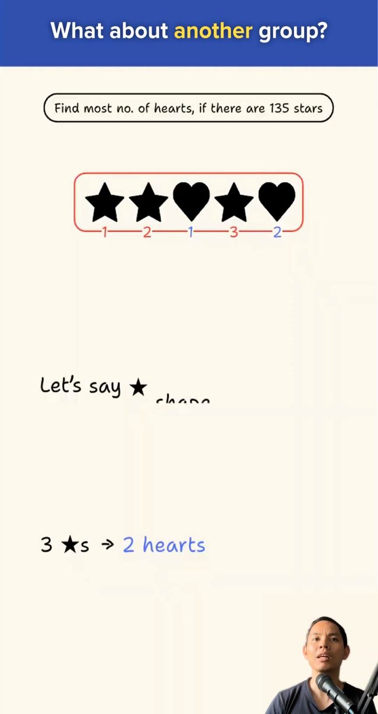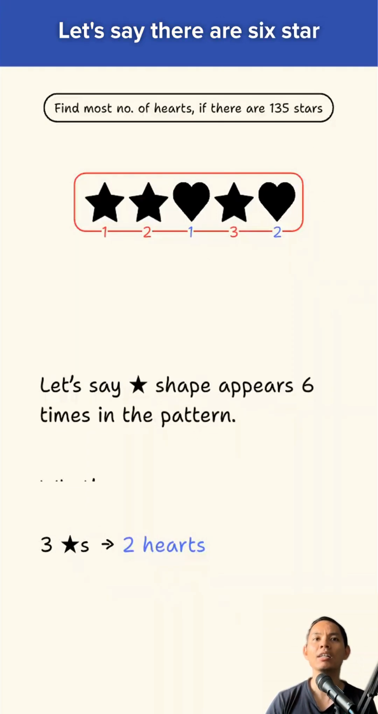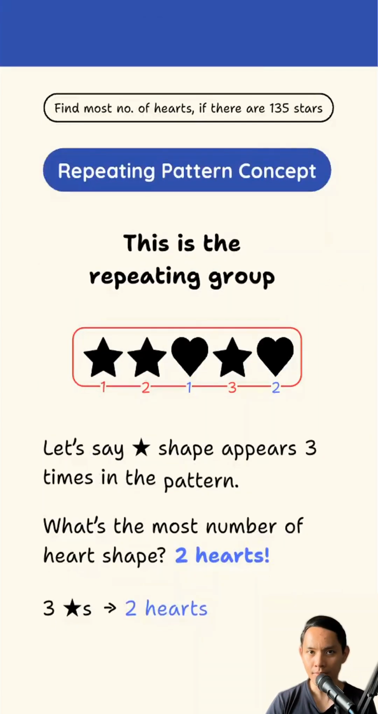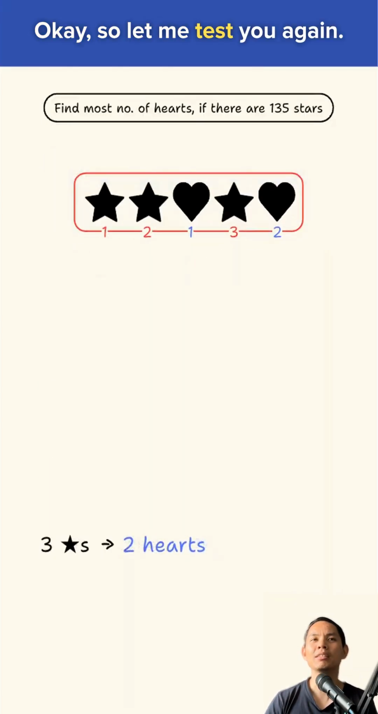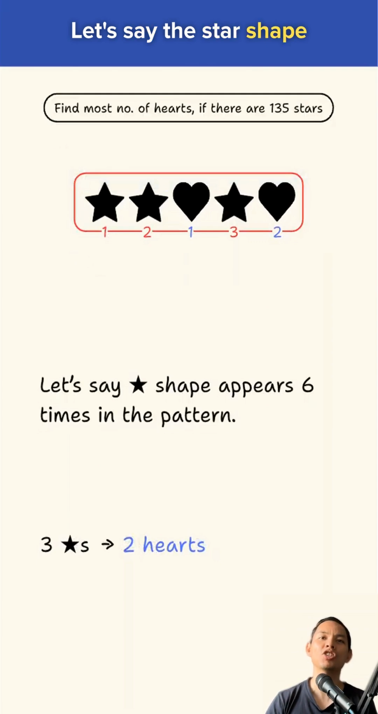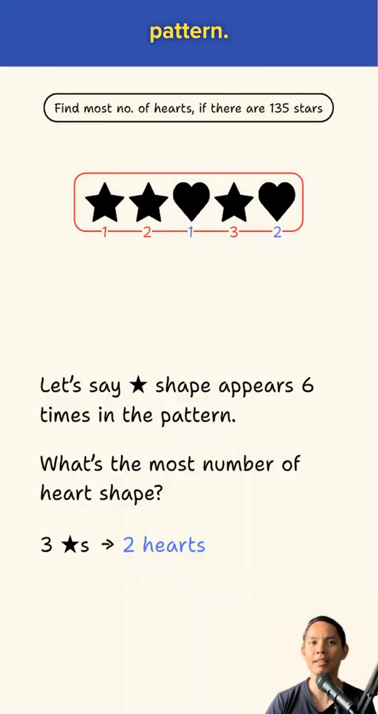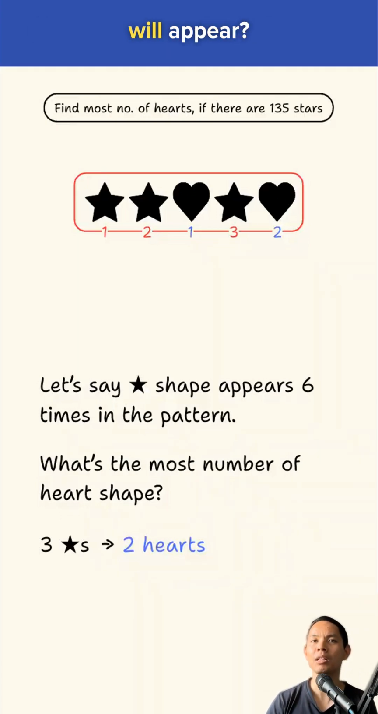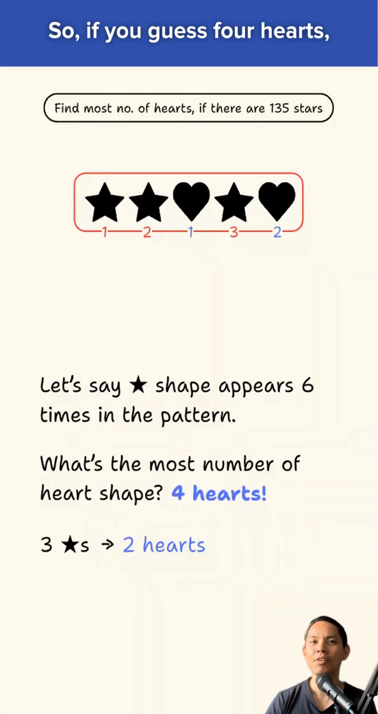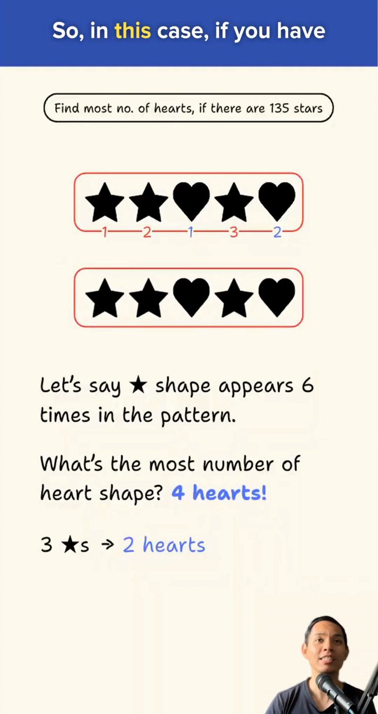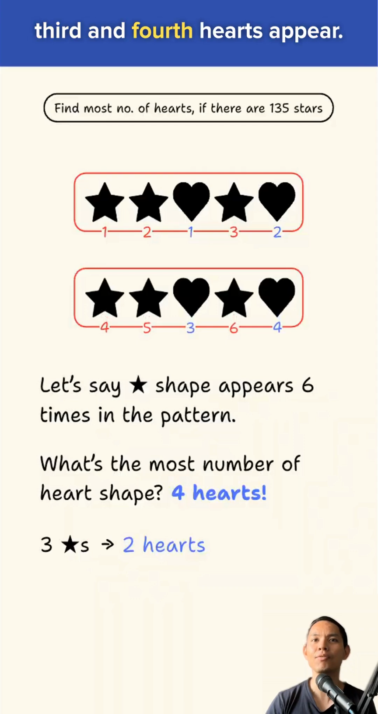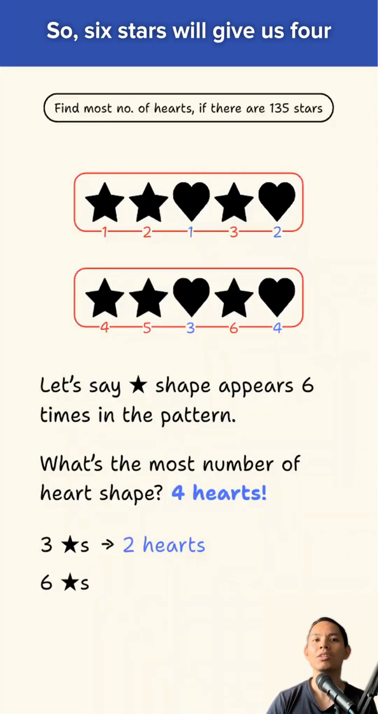What about another group? Okay, let me test you again. Let's say the star shape appears six times in the pattern. Can you guess what's the most number of heart shapes that will appear? If you guess four hearts, then you're right. If you have four, five, and six stars, then the third and fourth hearts appear. So six stars will give us four hearts.